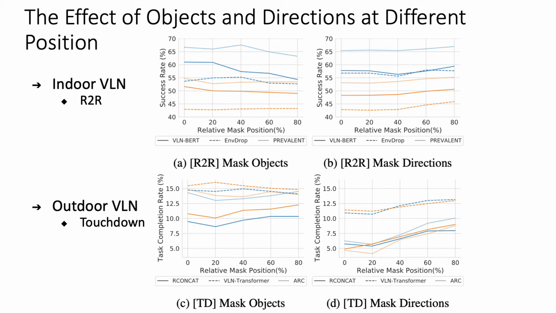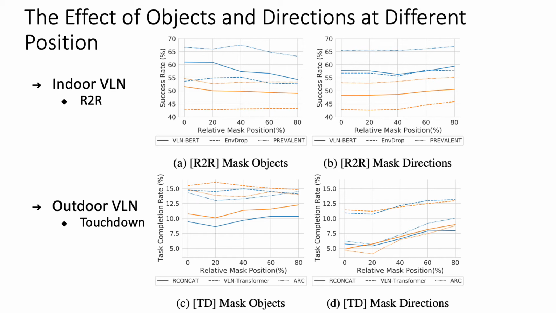And object tokens at the end of the instruction may be given more attention since they provide information on where to stop. And in figure C, the trend of the performance change is flat when object tokens at different positions are masked out. Considering outdoor navigation models' poor understanding of object tokens, it is hard to conclude how object tokens at different positions affect the final outdoor navigation performance.